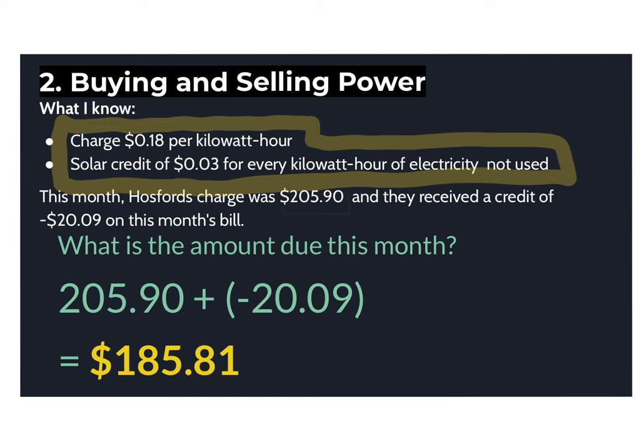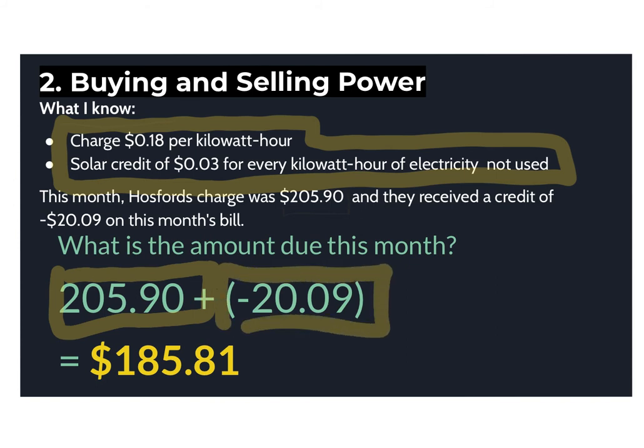So in this case, the only operation we really need is some addition. We're just going to say the amount they charged plus the credit is our total bill. So the charge plus credit is total bill. So $205.90 plus negative $20.09 means our total bill was $185.81.